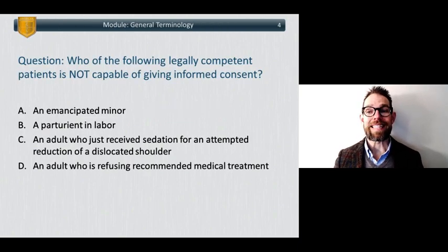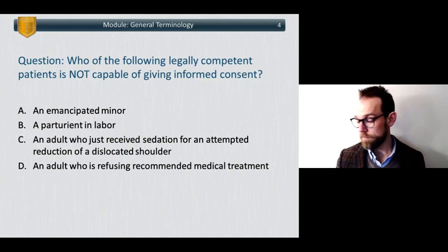Who of the following legally competent patients is not capable of giving informed consent? A, an emancipated minor. B, a parturient in labor. C, an adult who just received sedation for an attempted reduction of a dislocated shoulder. Or D, an adult who is refusing recommended medical treatment.